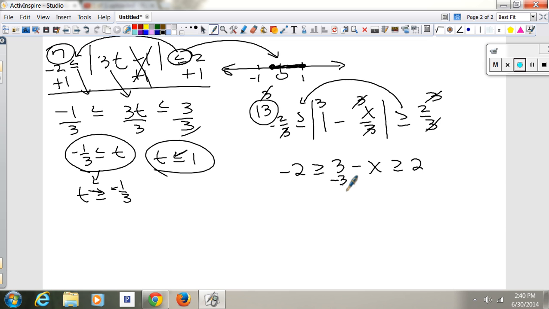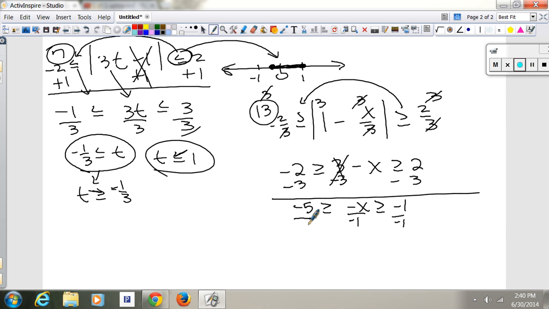Now you want to subtract 3 on both sides. That's a negative 5. You get a negative x, and you get a negative 1. And now you've got to divide by negative 1. You don't want negative x, you want positive x. And when you divide by a negative, these switch. So this is going to be a positive 5 and a positive 1, and again, you're going to have these two less than signs.